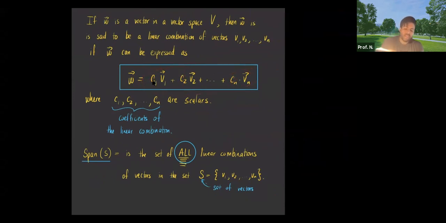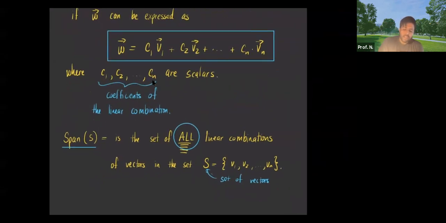Now here is where the theoretical, generalized perspective has to come into play. Find all of them. But what does it mean to find all linear combinations? How many linear combinations are there?